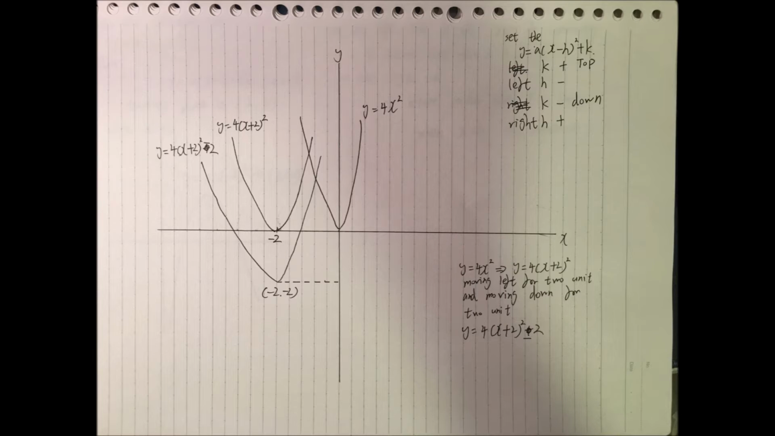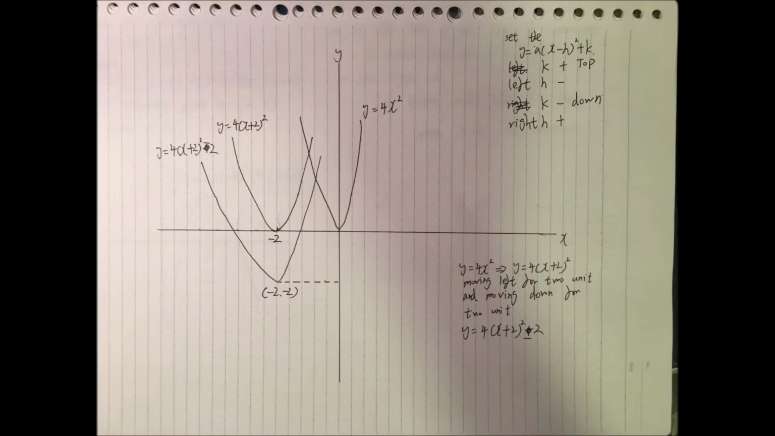If we set the equation as y equals a times (x minus h) squared plus k, then in order to move up, the k will be positive, and if I move to the left, the h will be negative. On the opposite side, the k will be negative if it's moving down, and the h will be positive if it is moving to the right.